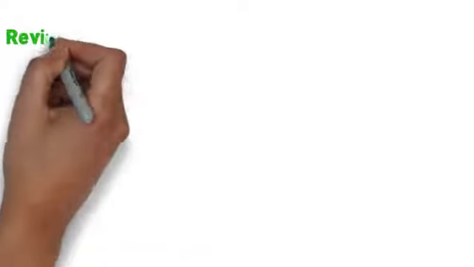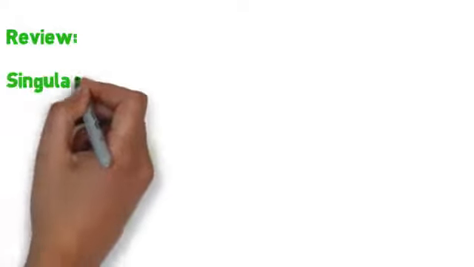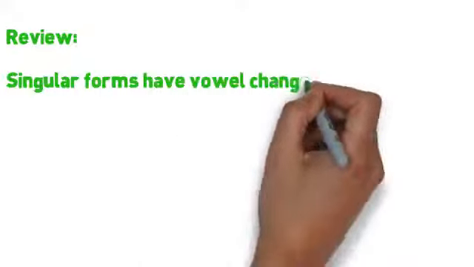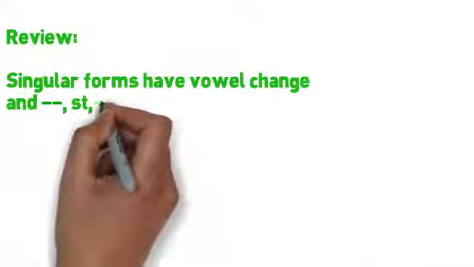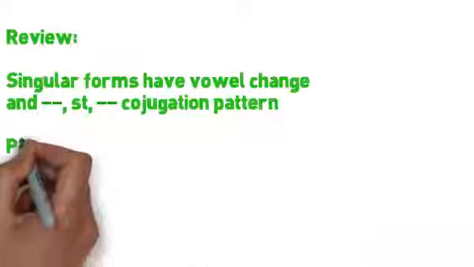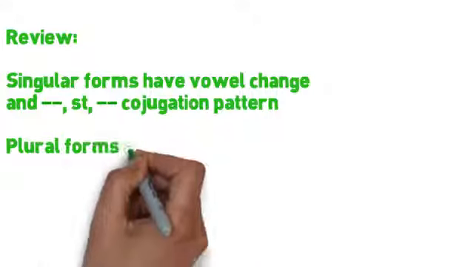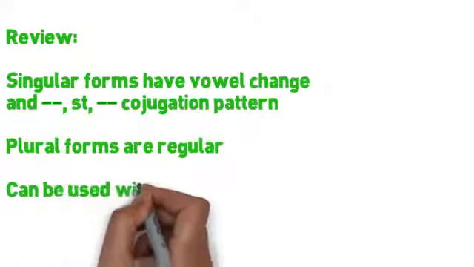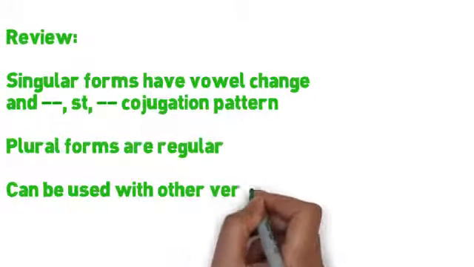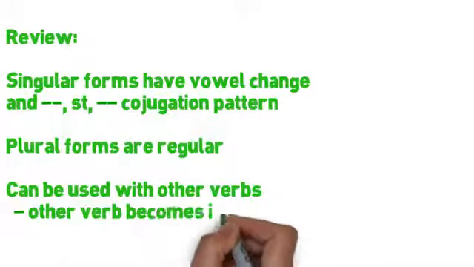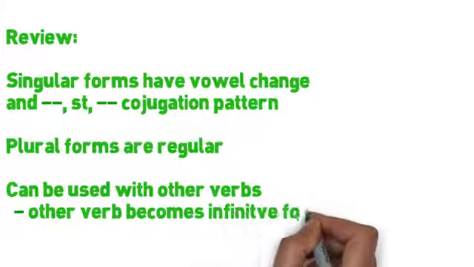Let's review the essentials. Modal verbs like müssen, können, and wollen, have a vowel change in their singular forms and follow a nothing-st-nothing conjugation pattern. Plural forms of these verbs, on the other hand, are completely normal. Finally, when you use a modal verb with another verb, that other verb will be in its infinitive form and will appear at the end of its clause.